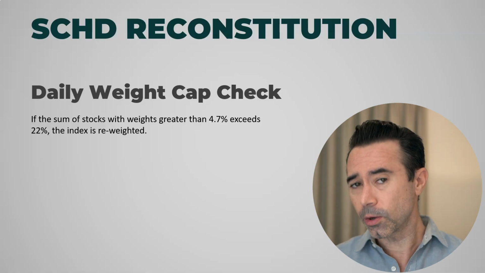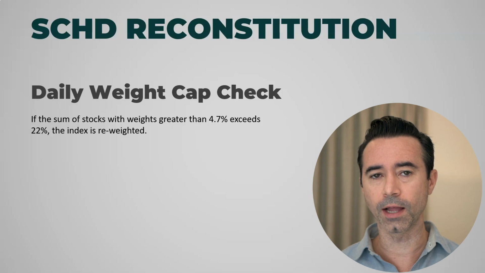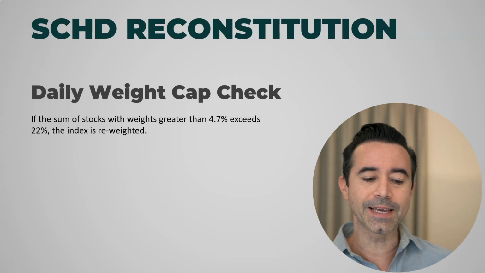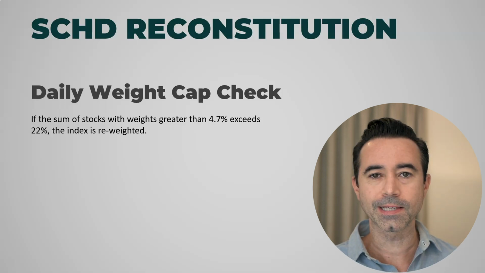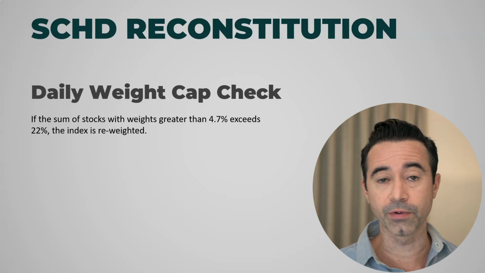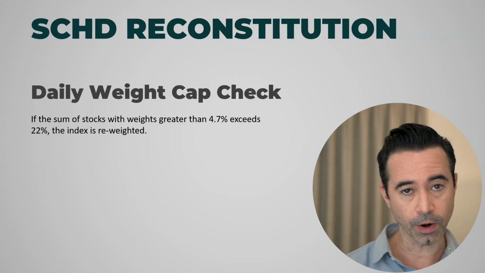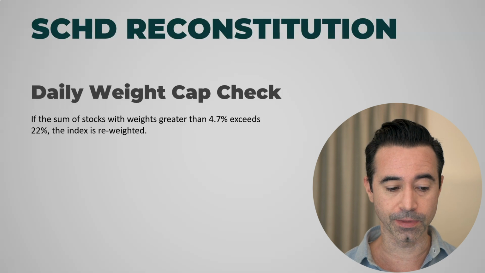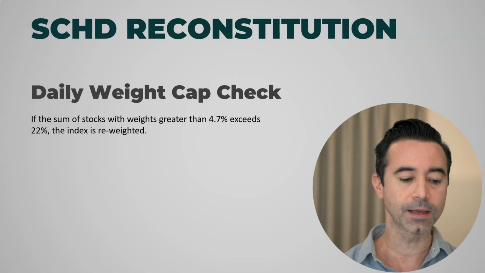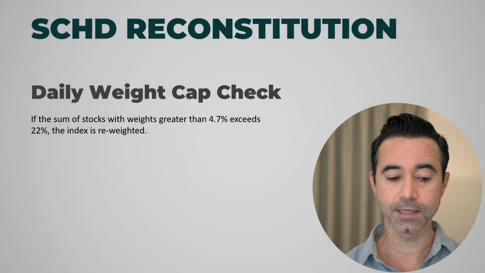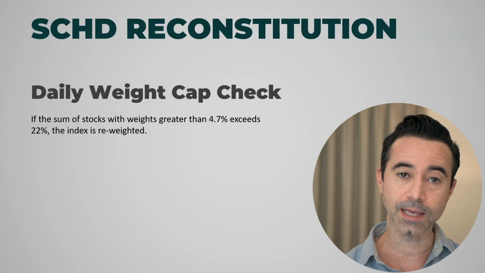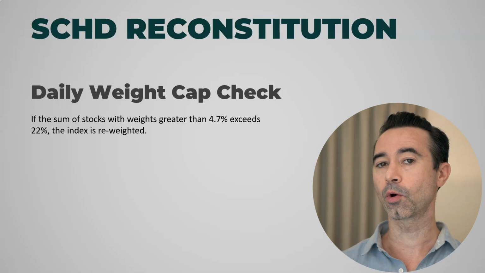Now there's another thing, just so we understand what's going on in SCHD. There's something called a daily weight cap check. Remember how I said this goes quarterly? Every quarter they take a look, but there's another part of this. Daily, they look at a daily weight cap check, and if 22% of stocks have a weighting of 4.7% or more, then they're going to do some rebalancing there. So essentially during the year, you have different checks going on.